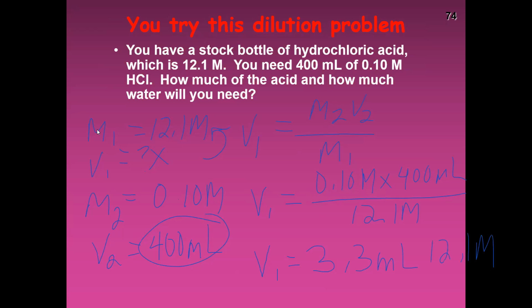And then HCl, and then you're adding the water, which is 400, right? So 400 minus 3.3 is going to give you 396.7. So 396.7 milliliters of H2O. And that's how you dilute it. Or you can just say, I put 3.3 milliliters and bring the volume up to 400, which is one way of doing it also. Okay.